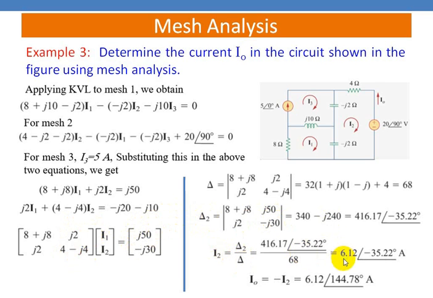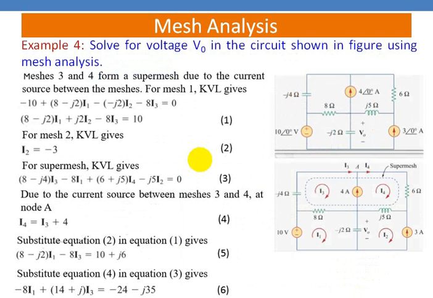So now you will get this value as 6.12 at an angle minus 35.22 degrees. Now you have to find out I0. So you see the current direction. I2 is flowing from top to bottom, whereas I0 is flowing from bottom to top. So these two directions are opposite. Therefore, I0 will be equal to minus I2. So you will get this current as 6.12 at an angle 144.78 degree. Next problem.